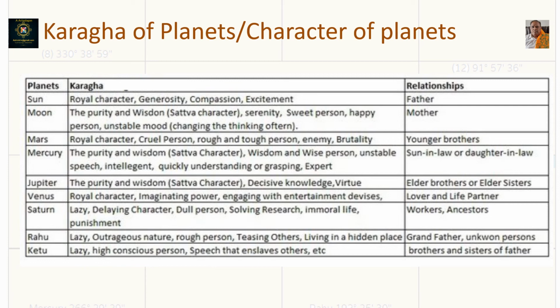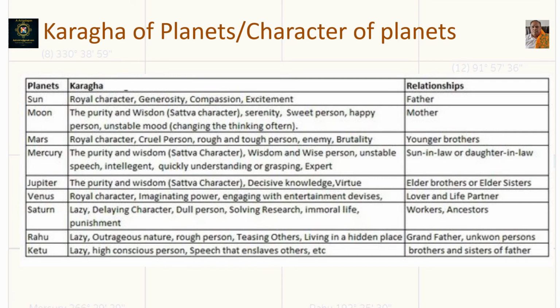Rahu is a lazy, again, outrageous nature, rough person, teasing others. You have seen the President of America, Trump. So Trump is having a high Rahu effect. So you know how he talks in the meetings. He will tell he knows everything in the world, and he doesn't respect anybody else in front of him, and he will not allow them to talk. He will keep on talking, exaggerating. That is the biggest character of this Rahu. Rahu exaggerates. Simple things it will exaggerate and show a different picture to the outsiders.